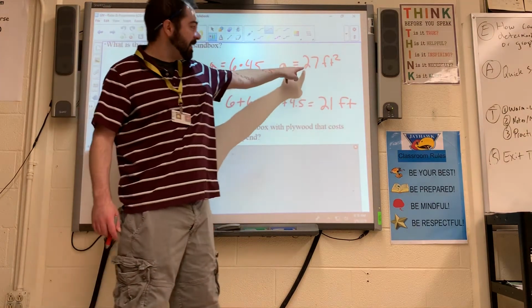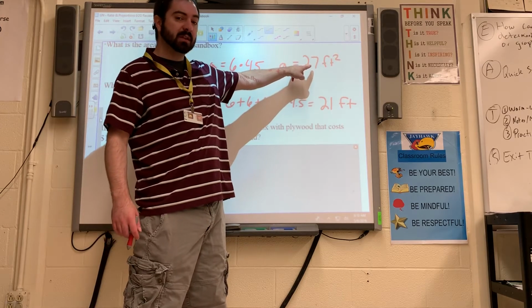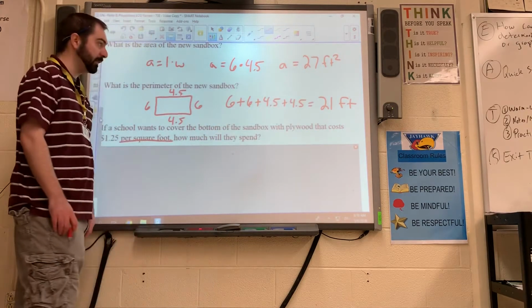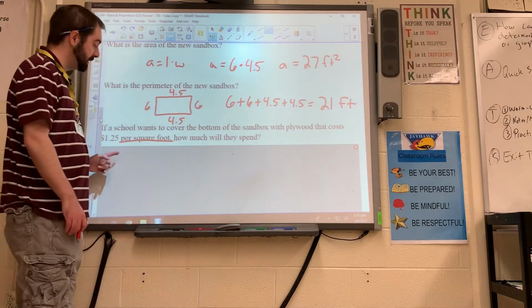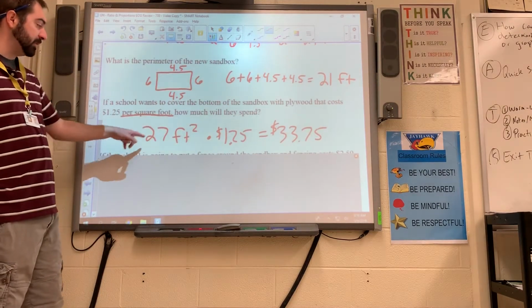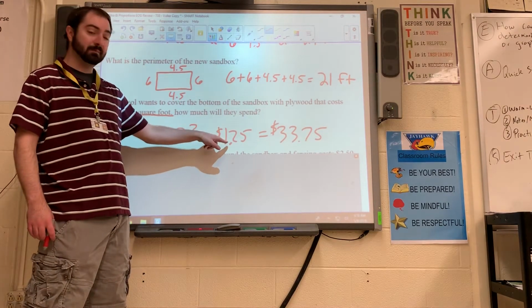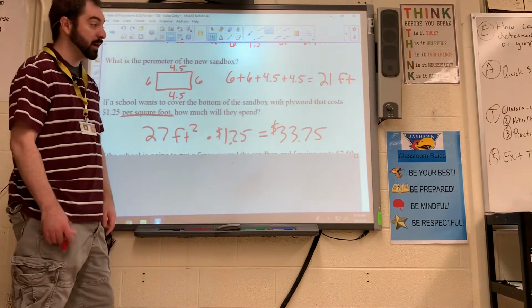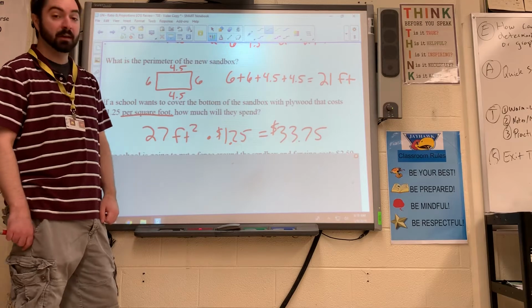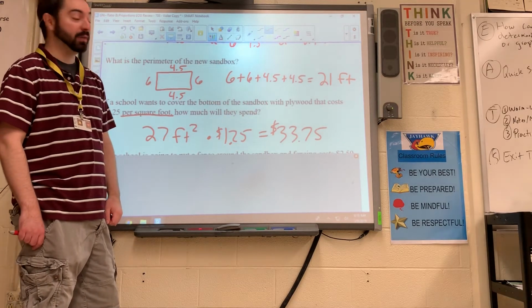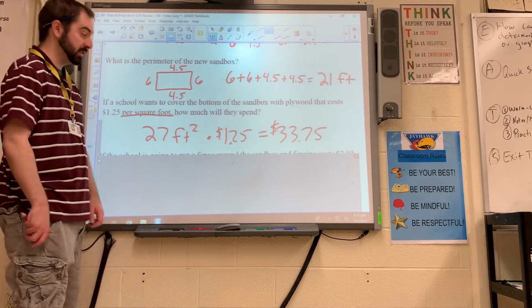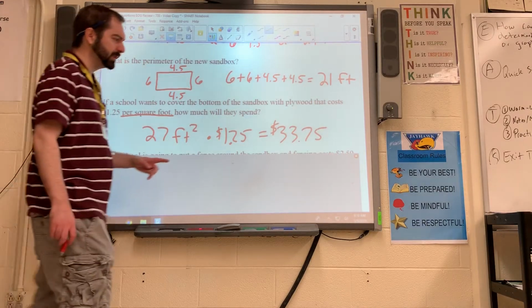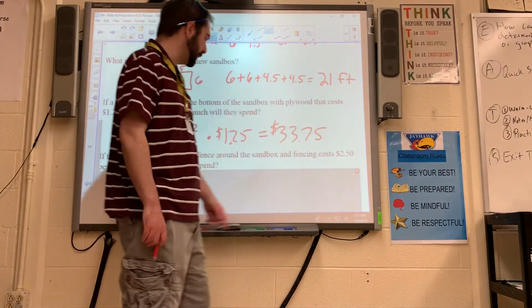They're saying for every 1 square foot, it costs $1.25, and we have 27 of those. So all I did was take my 27 square feet and multiply it by the price per square foot to find that final price. If they wanted to cover the entire bottom of that sandbox with plywood, it would cost them $33.75. And the last one we'll deal with is going to deal with the perimeter of the box.